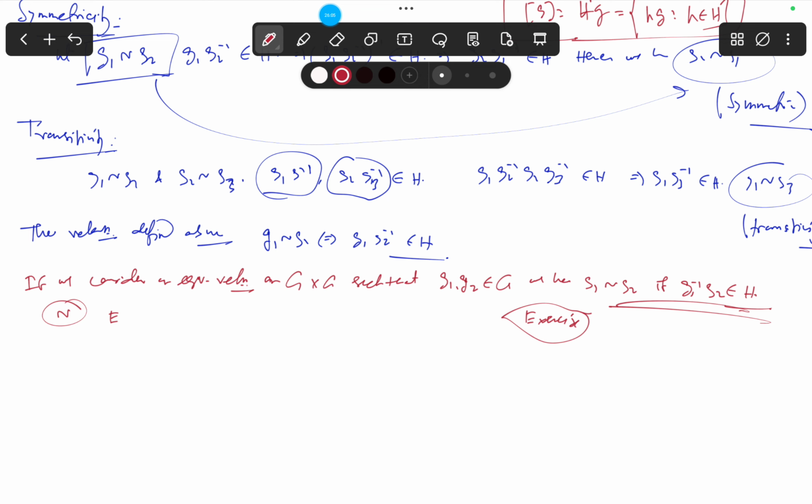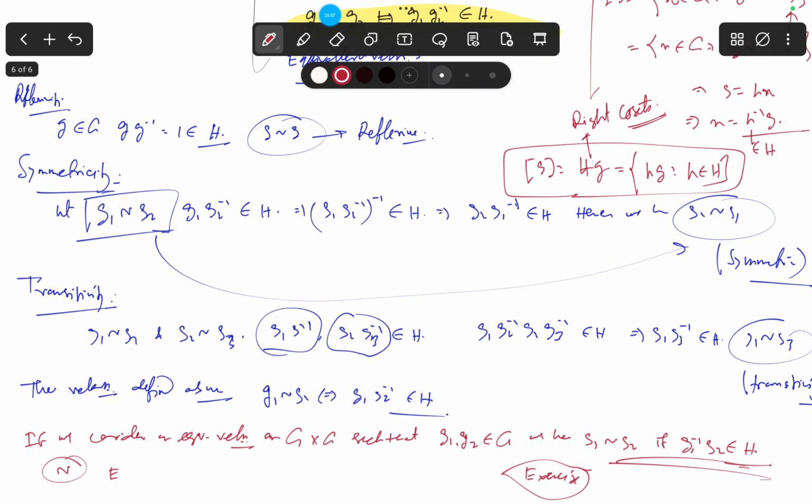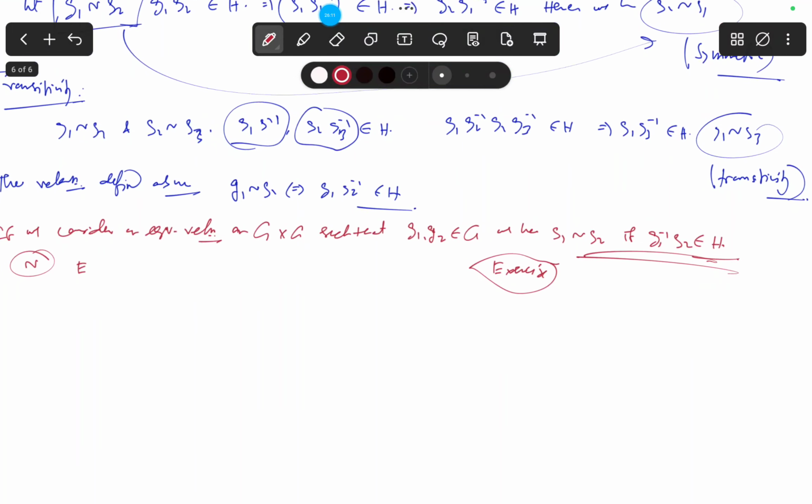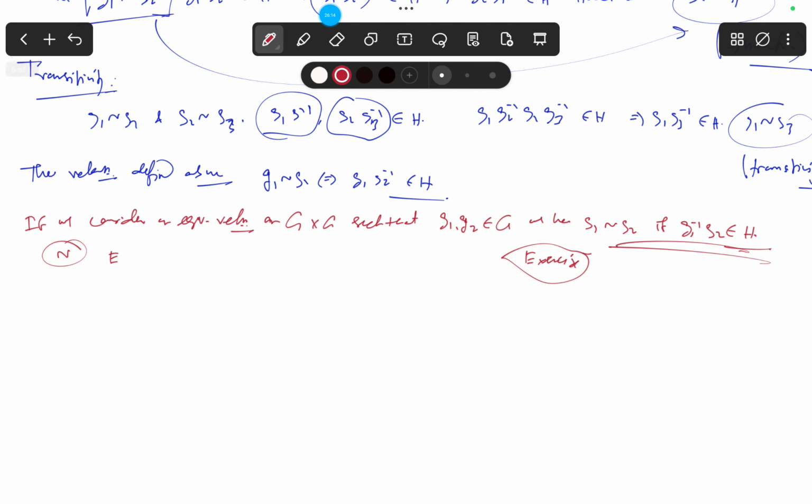It's not a very hard one, but the same procedure that you have followed here. In fact, that is a mirror image of that, nothing else. So basically, if you consider the equivalence relation on G in this way, then your equivalence classes will be given by something of the form gH, right? So these are called the left cosets.